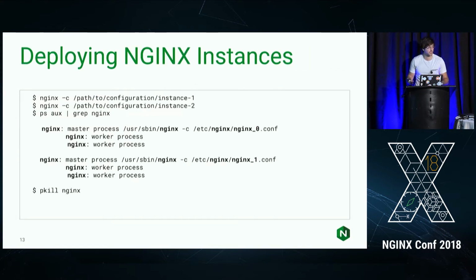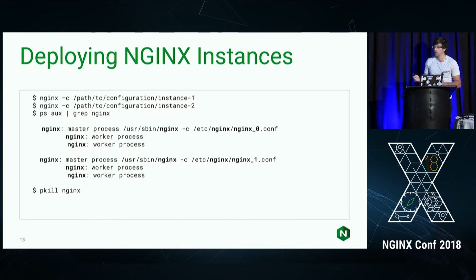Now, deploying these instances is really, really easy. All you have to do is, on the command line, type the NGINX binary, the -c flag, and the path to the configuration of instance 1 we just went over, and then nginx -c with the path to the configuration of instance 2. And once you enter those two, that's it.